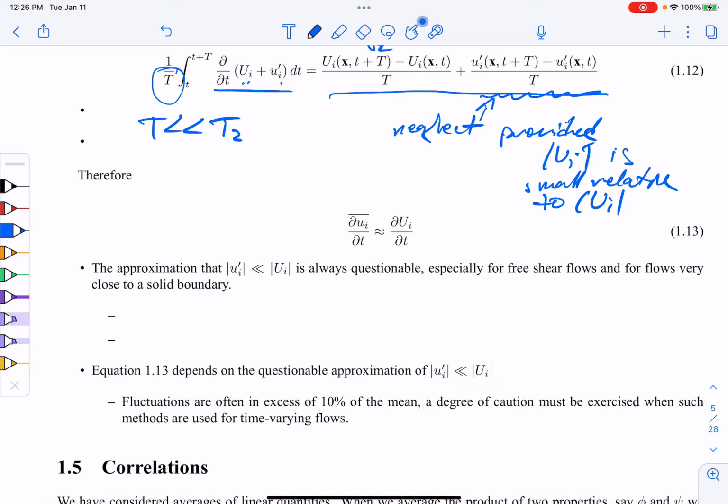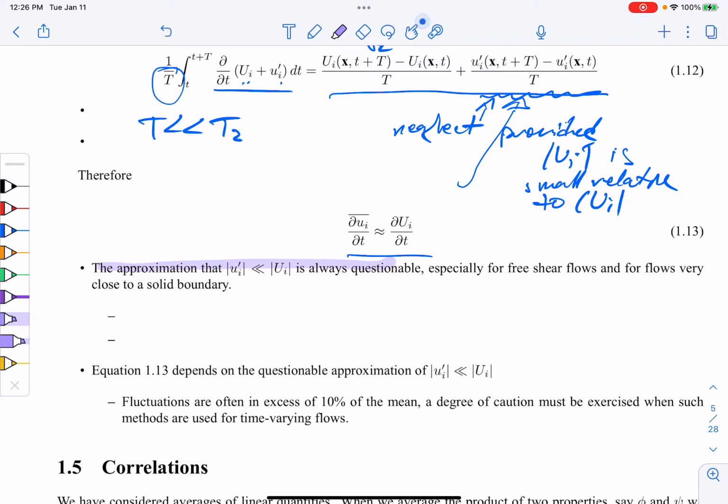Okay. So with these assumptions, we can write down this equation, that partial fluctuating quantity, partial t, of the velocity will go as the average, and that fluctuating quantity will be small according to this assumption right there. And I wrote right here what I just said verbally. Sorry about that. It's a questionable assumption. And I've given two examples of this.